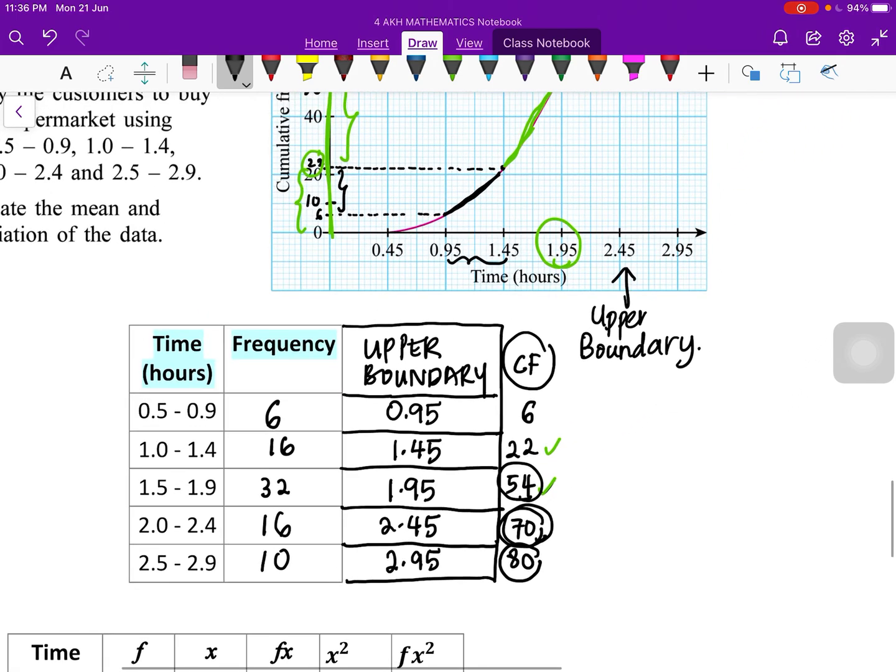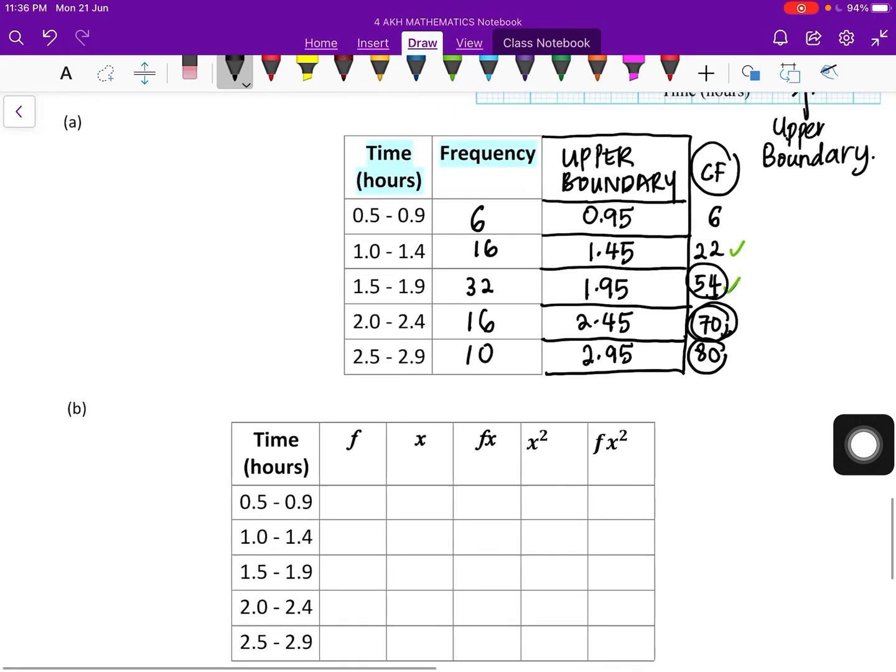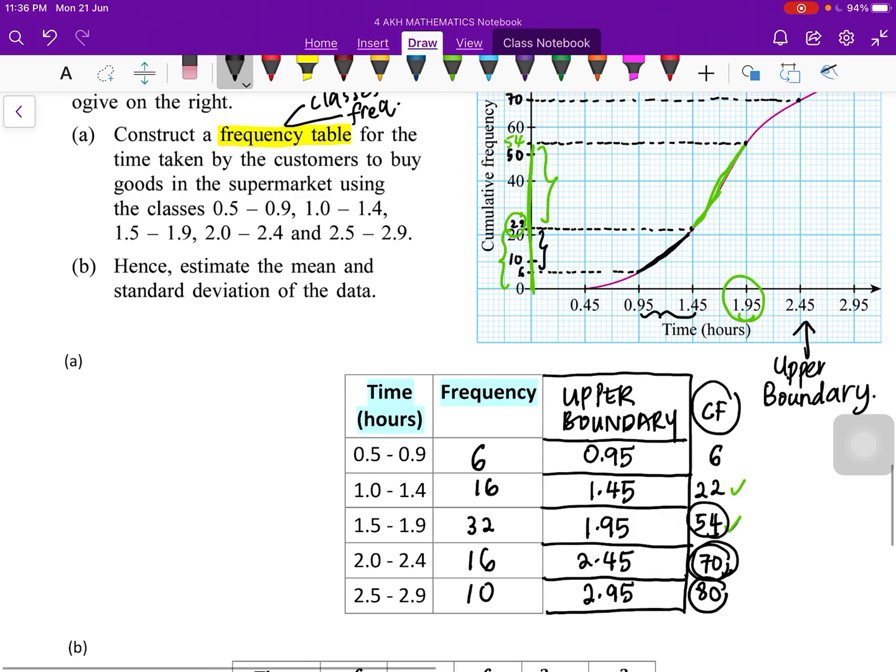So macam mana nak baca adalah first, kamu kena tetapkan upper boundary. And then from upper boundary, you read the ogive untuk tahu kita punya cumulative frequency. Barulah you can analyze the cumulative frequency. From there, you extract your frequency. Kita tolak dengan yang atas. Kenapa 6 tak tolak apa-apa? Sebab there is nothing before. It means that upper boundary yang sebelum ni mempunyai frekuensi kosong. Jadi 6 tolak kosong sebenarnya. Itu kita punya frequency table.